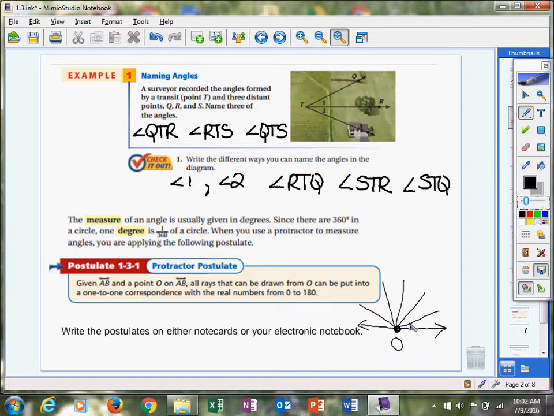You can actually measure any of these angles using a protractor from 0 to 180, because we know that lines measure 180 degrees, and anything less than that can be measured somewhere between that. So we're going to be practicing measuring angles. We're going to classify angles. So definitely make sure you understand that there is a correlation between a line and any rays you can draw from point O on a line corresponding to an angle measure, and that's the protractor postulate.